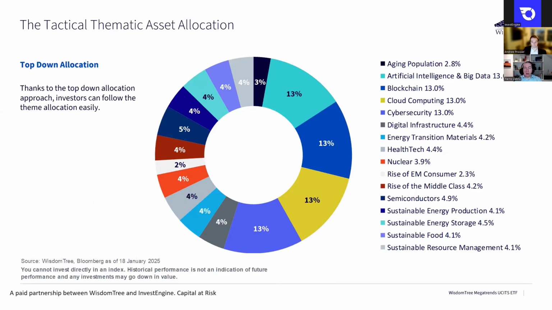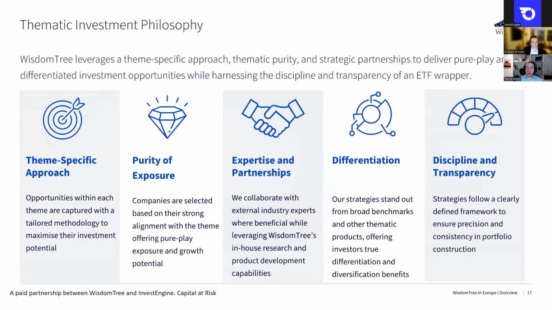And the next slide explains our thematic philosophy on the stock selection. Just to be clear, this ETF is not an ETF of ETFs. It is buying the stocks, right? But the philosophy we use to pick stocks for the 13% allocated to AI in the Megatrend ETF is the same philosophy that we use for the WisdomTree AI ETF. And the philosophy is very much based on those 5 pillars. It's about purity of exposure, so really having a portfolio of stocks where each stock is very purely aligned to that theme. We use as much as we can external experts to help us figure out what those pure companies are.